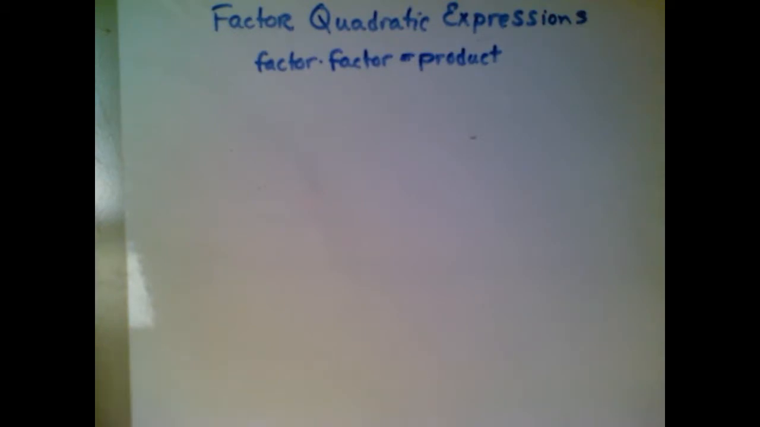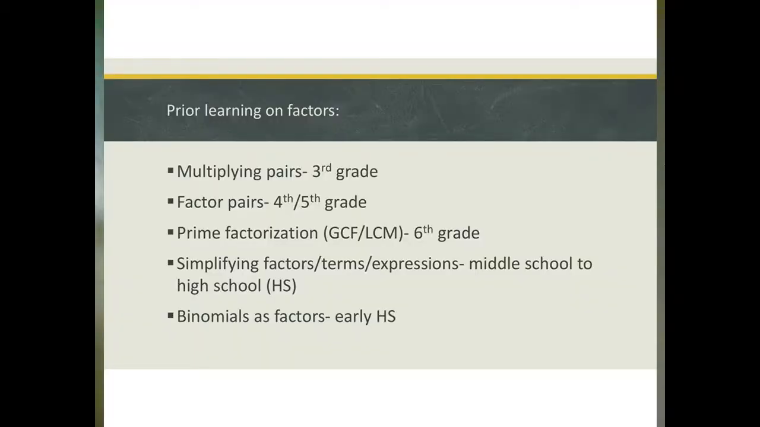One of the things I like to do is talk about what students have already learned. They've seen multiplying pairs of numbers in third grade. They start to see factor pairs in fourth and fifth grade, especially when they get to fractions. Prime factorization in sixth grade, including the greatest common factor and lowest common multiple. And simplifying factors, terms, and expressions, middle school to high school. And then in early high school, they start to see binomials as factors.